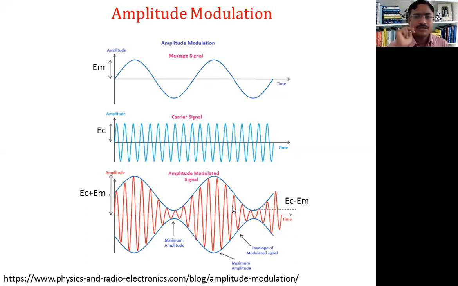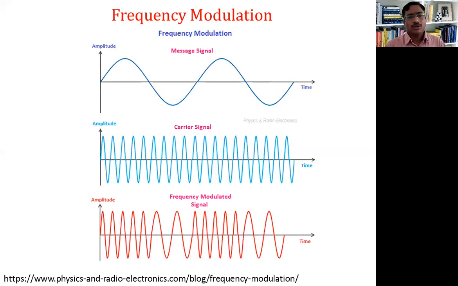Now the second modulation, again, which is very important, is called frequency modulation. Same definition, slight change. Frequency modulation is the process in which the frequency of the carrier signal is varied according to the amplitude of the modulating signal.